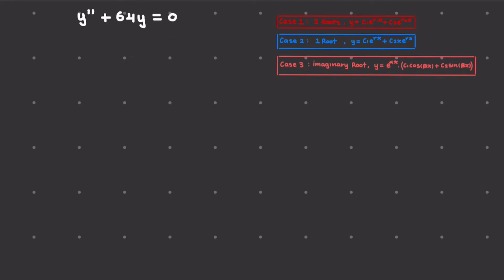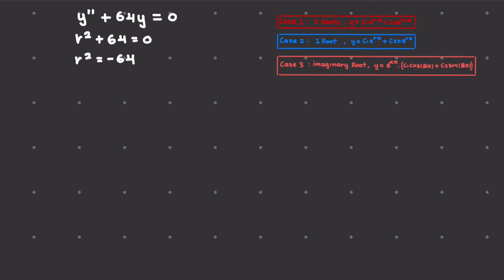Hi everyone, we're back with our last example for today's second order linear differential equation. So we have here y'' + 64y = 0, and we can rewrite this equation into r² + 64 = 0. And if we subtract 64 from both sides, we will get r² = -64.